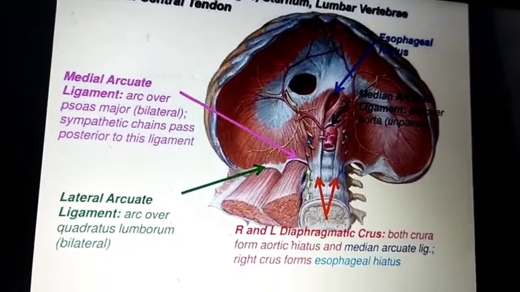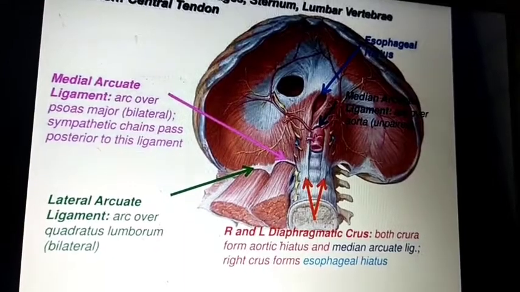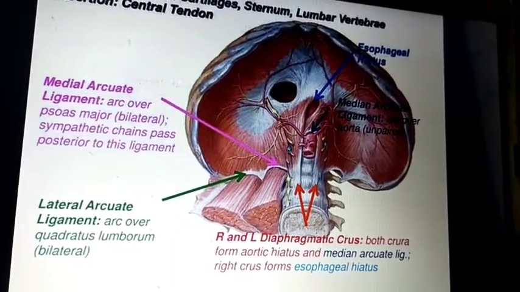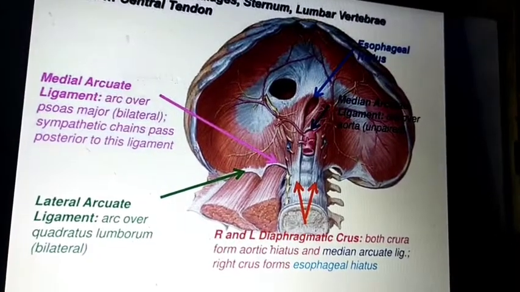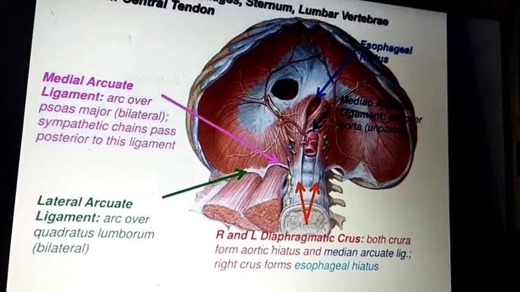The right crus forms the esophageal hiatus. The median arcuate ligament arcs over the aorta, unpaired, and this is the esophageal hiatus, and this is for our inferior vena cava. Okay.